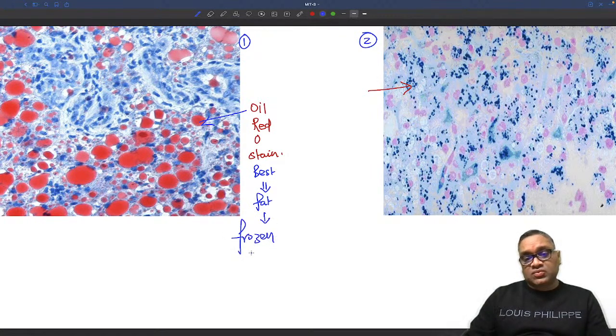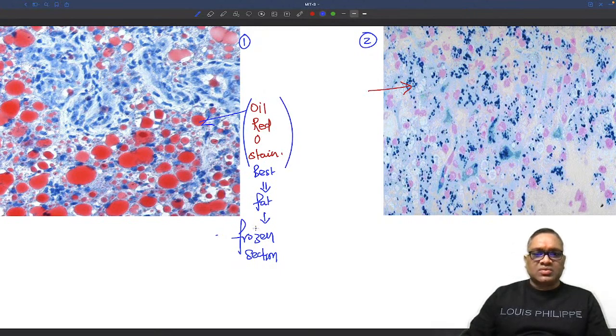So please remember this question also. In frozen section, best stain to identify oil or lipid, your answer should be the oil red O stain, right? So the answer should be oil red O stain is the best stain to identify lipid on frozen section. So this is very, very important. Frozen section for oil or lipid detection, your answer should be oil red O stain.